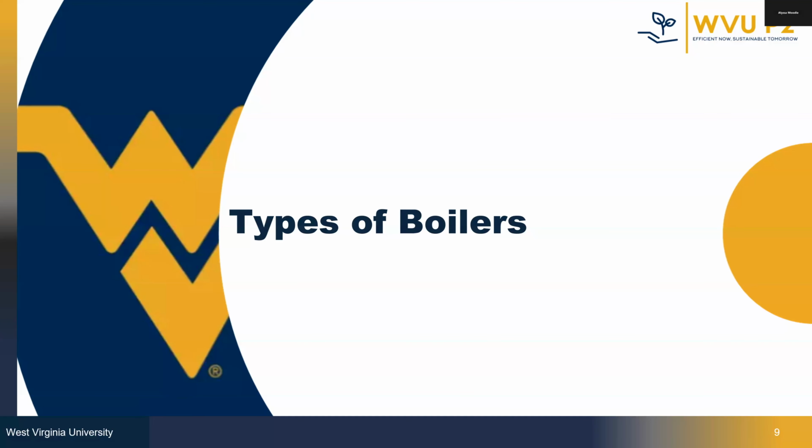So now that we understand the basics of boiler systems and how they work, let's get into the different types of boilers. As mentioned earlier, boilers aren't one-size-fits-all. They come in various designs depending on the application, the fuel source, the capacity. So let's look at some of the ways that boilers can be classified and the applications of each type.